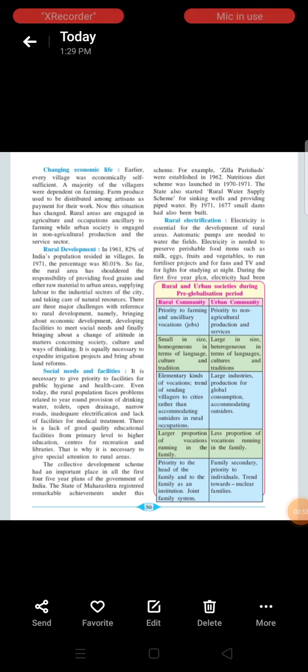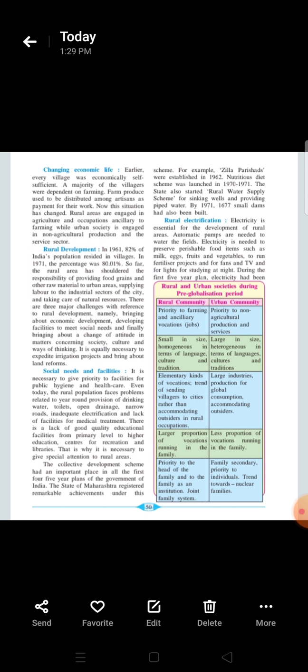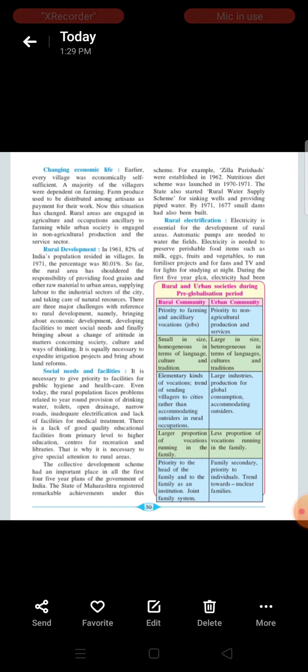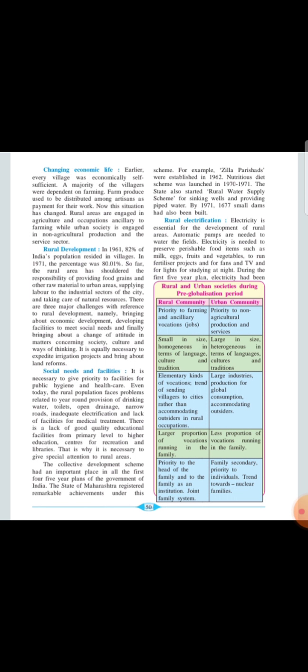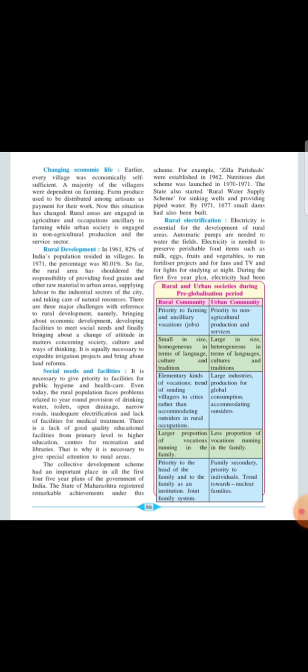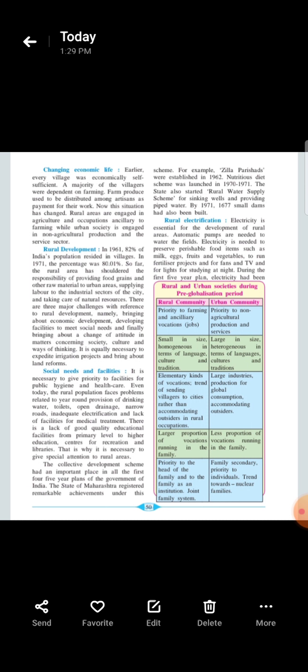So what it is said over here about social needs and facilities? Let us see. I am going to explain it to you all. Now, everyone just pay attention over here. Here it is said that in social needs and facilities, priority needs to be given to public hygiene. Okay, children. For the rural people, the priority is given to public hygiene, like health care, then provision of drinking water, electrification, education, and facilities for medical treatment.